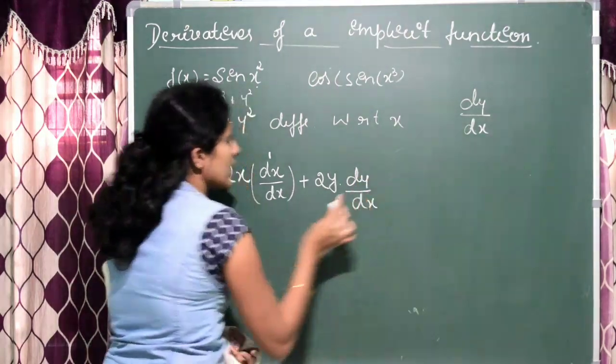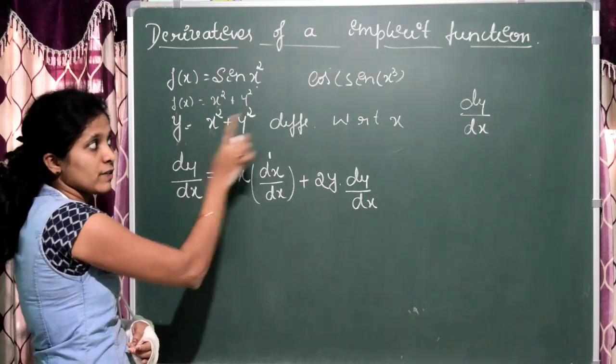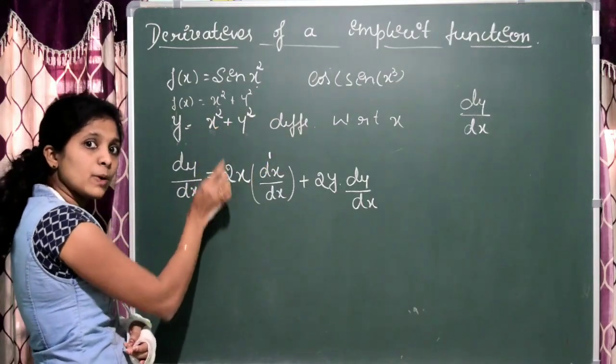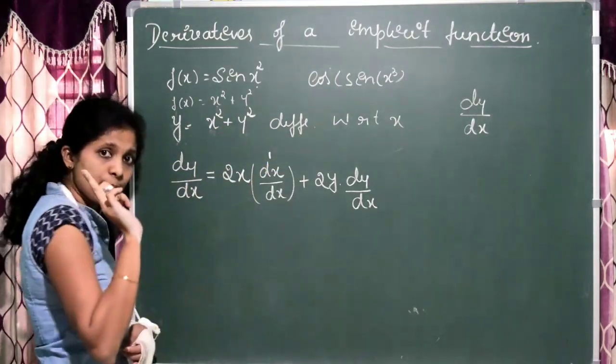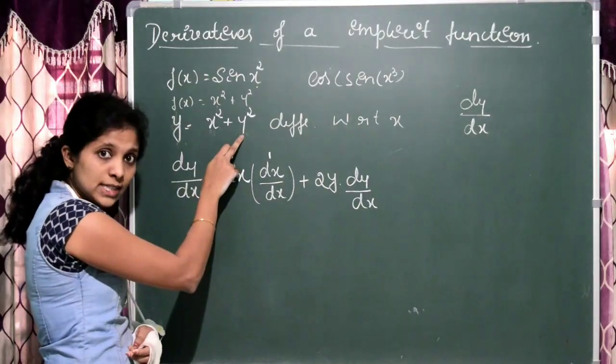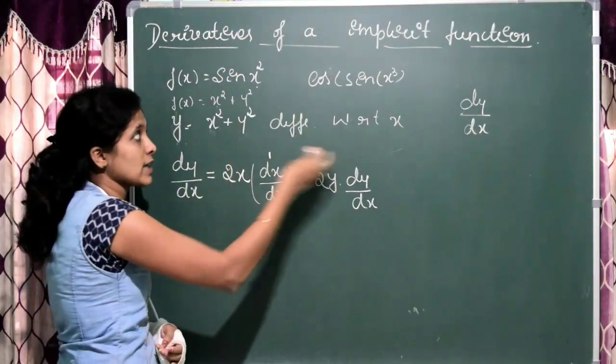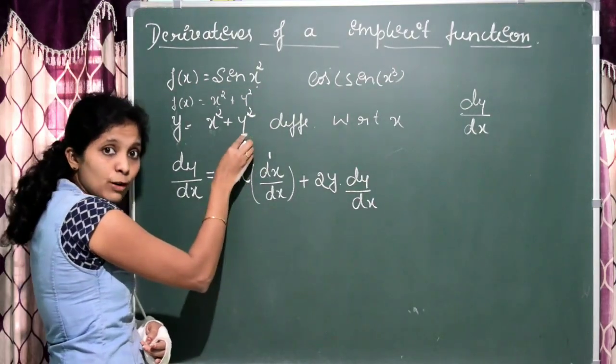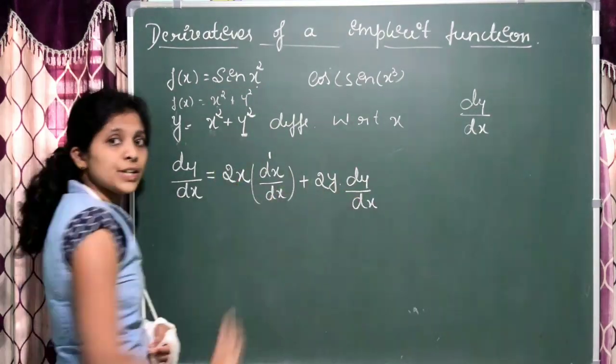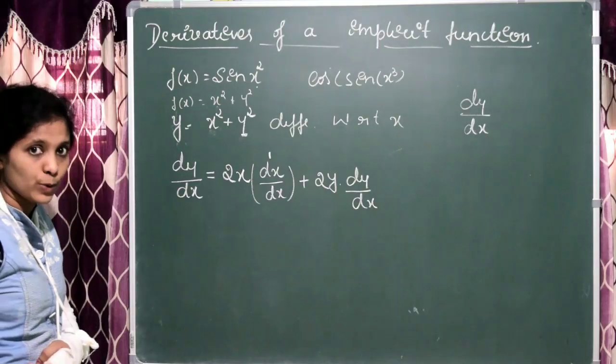Is it clear? Now x square, you are differentiating with respect to x, so it will be only 2x, and the derivative of x will be 1. The derivative of y square will be 2y, but you are differentiating the function with respect to x, so then you have to find the derivative of y. The derivative of y will be dy by dx. I hope you understood this one.